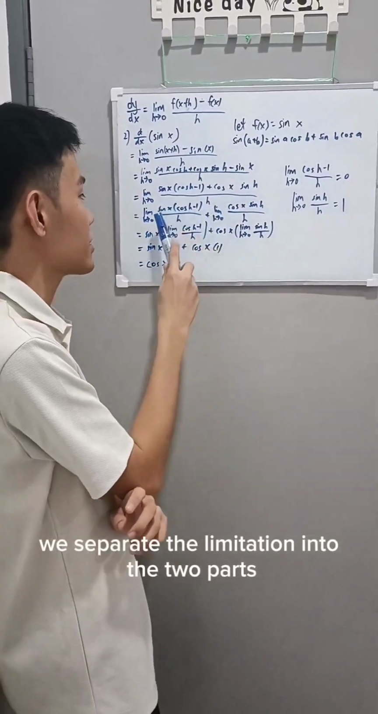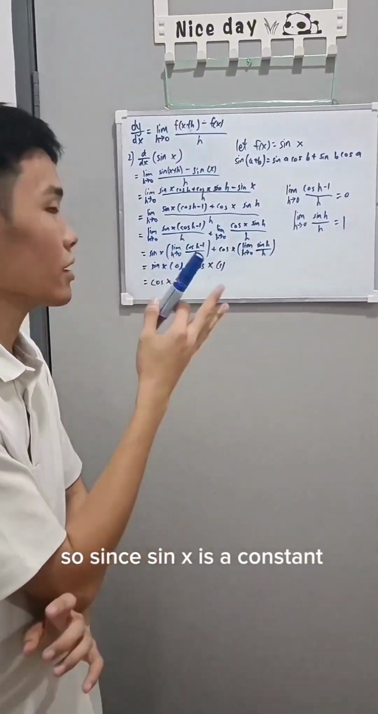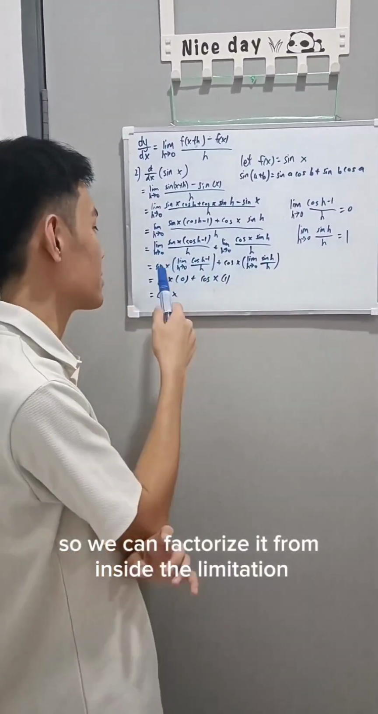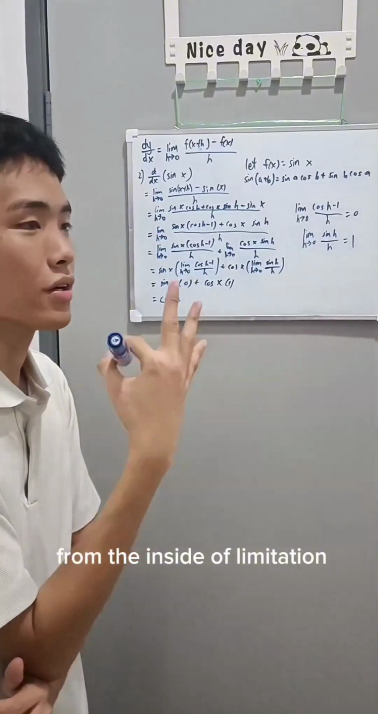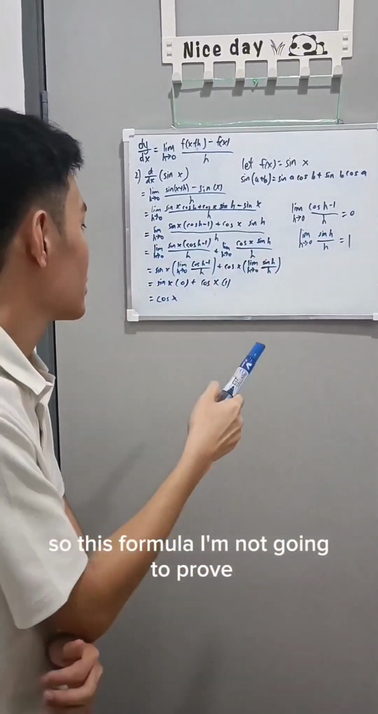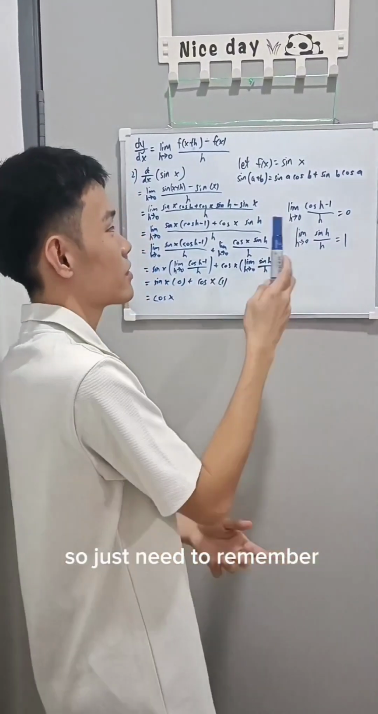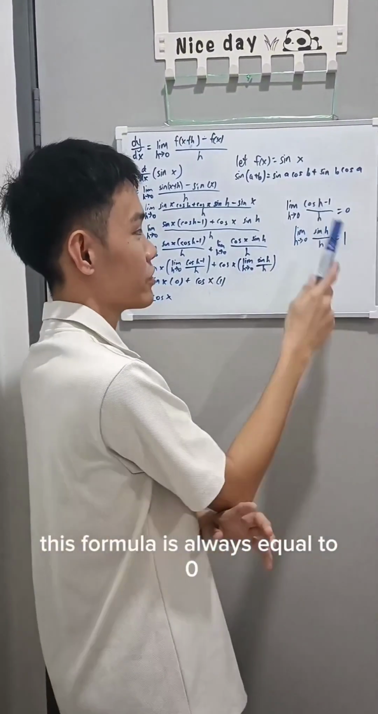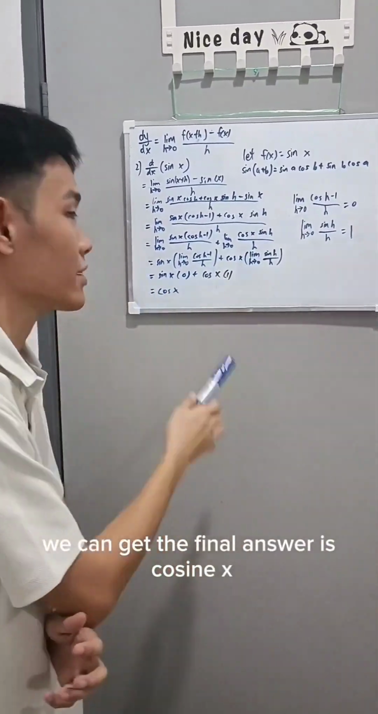Next we separate the limit into two parts. Since sin x is a constant, we can factorize it from inside the limit. And since cos x is also a constant, we can factorize it from inside the limit as well. I'm not going to prove this formula because it involves a unit circle. Just remember that this formula is always equal to 0 and this formula is equal to 1. By substituting 0 and 1, we get the final answer, cos x.